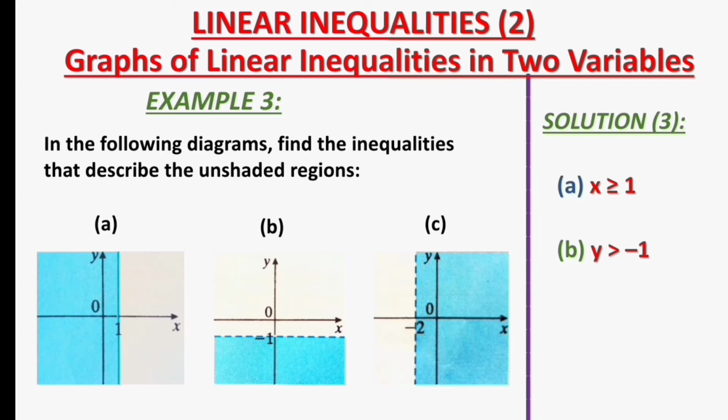Next, for question 3c, the graph involves a broken boundary line. Once again, do you think the inequality will involve equal to or not? Let's see if you are right. For question 3c, the inequality is x is less than -2. Once again, this is so because the region less than -2 on the x-axis is the unshaded or required region. And since the boundary line is a broken line, an equal to is not needed in the inequality. That makes the inequality x is less than -2. I hope all the solutions to example 3 are clear to you.